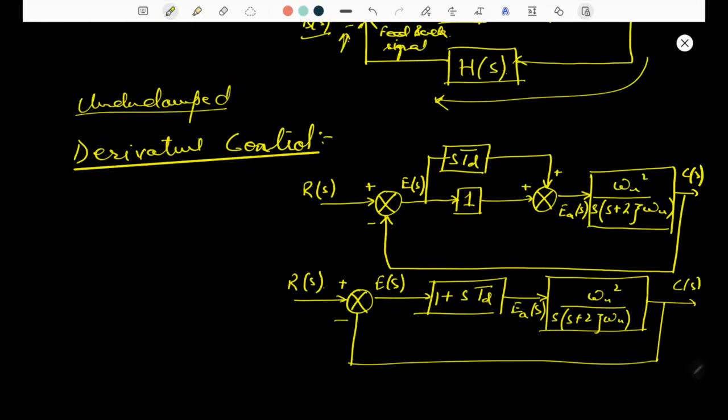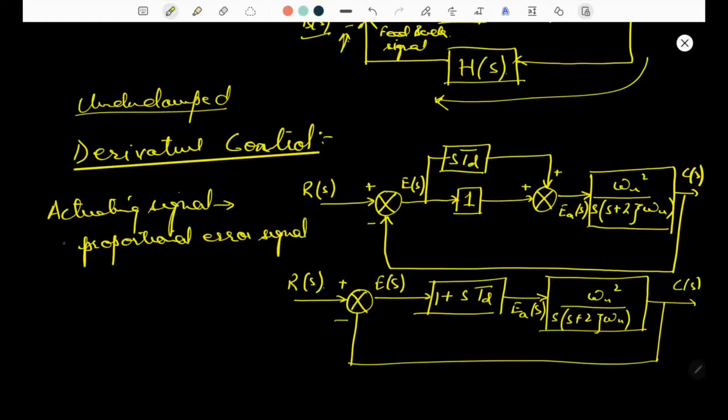The actuating signal consists of what? It has both signals, that is, a proportional error signal, and what should the second thing be? The second thing should be the derivative of the error signal. So we have both of these signals in the actuating signal.